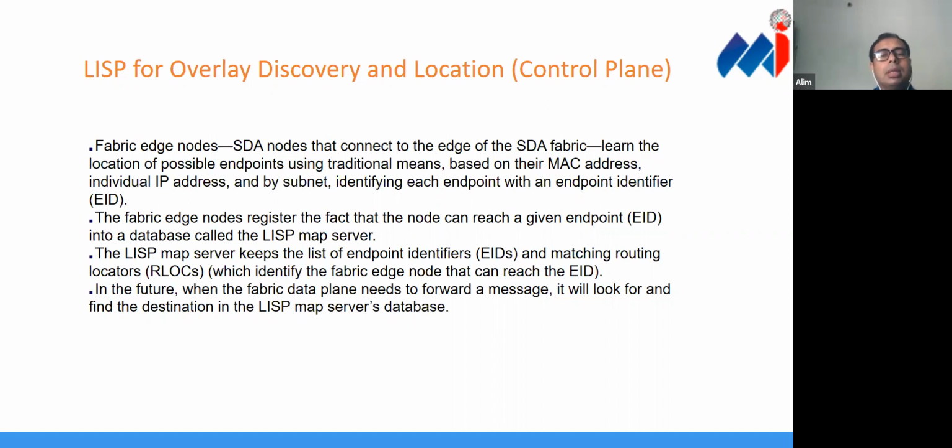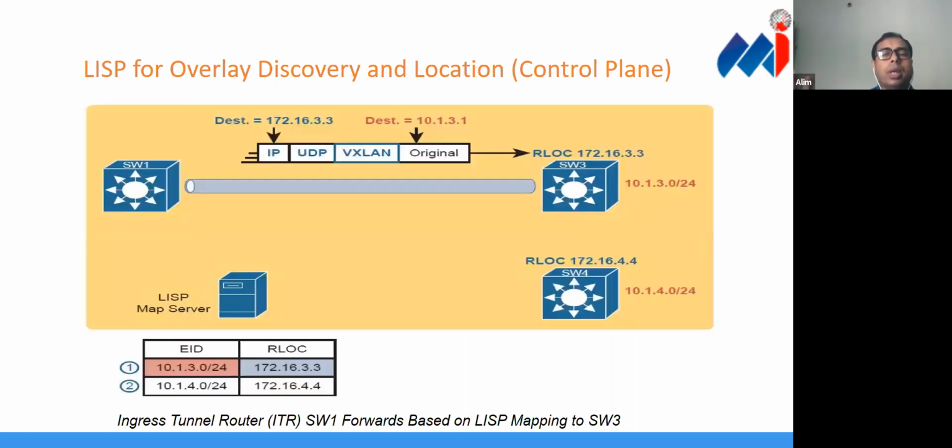The map server just keeps records of endpoint identifiers and matching routing locators where those devices are connected. In future, when the fabric data plane needs to forward a message, it will look for and find the destination in the LISP map server database. Okay, look at this picture.